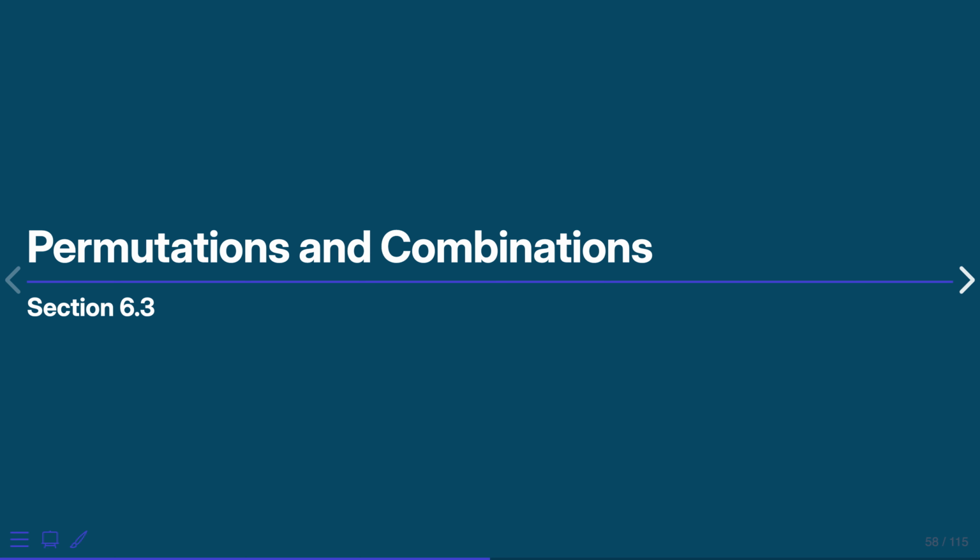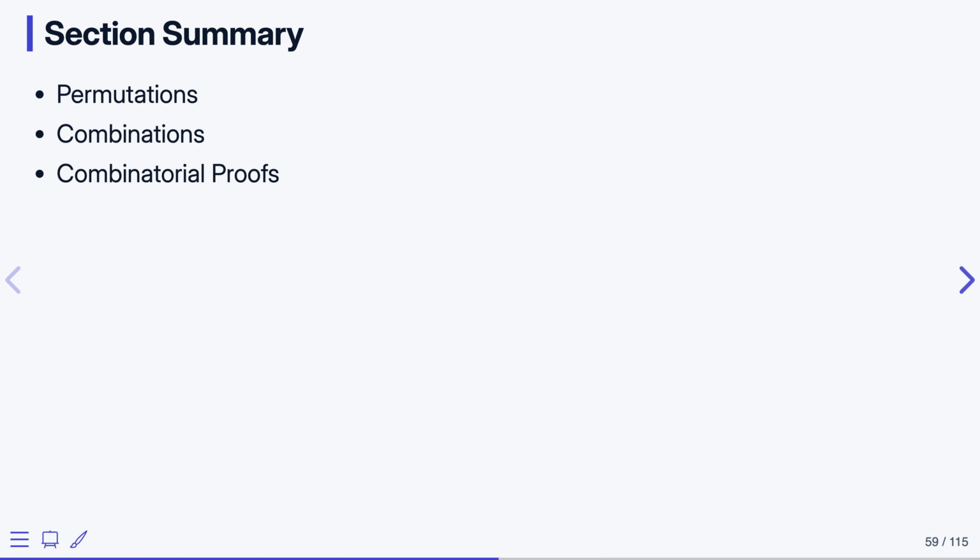Now we turn to a new topic. We learn how to count arrangements and selections. When order matters, we count permutations. When order does not matter, we count combinations. This is the plan for this section. First, permutations, where we count ordered arrangements. Then combinations, where we count unordered selections. At the end, we learn combinatorial proofs, a clever way to prove counting facts by counting the same thing in 2 ways.